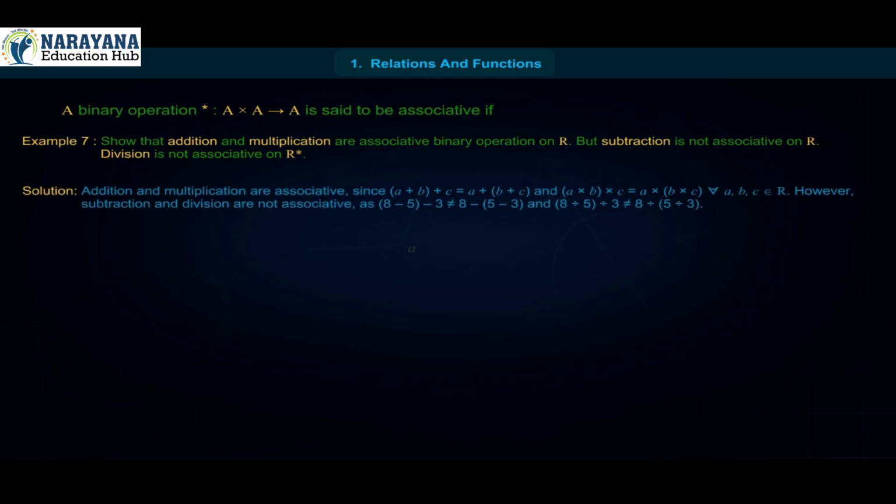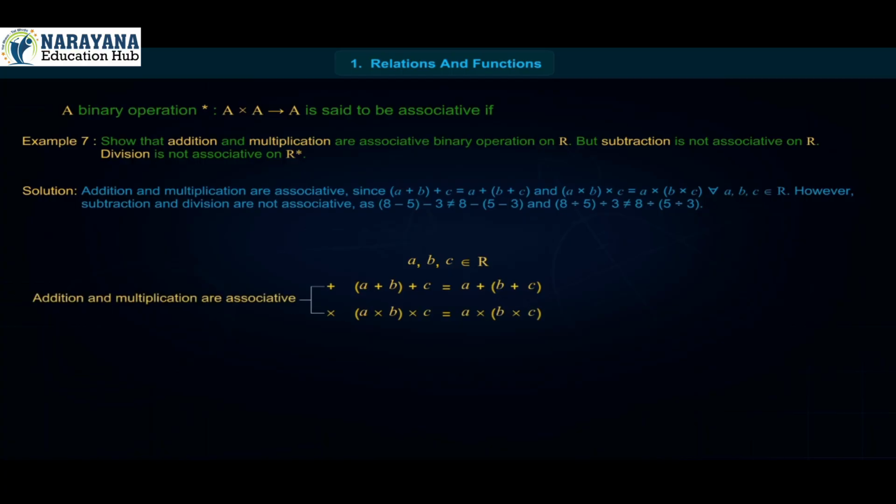Solution. Addition and multiplication are associative since (a plus b) plus c is equal to a plus (b plus c) and (a cross b) cross c is equal to a cross (b cross c) for all a, b, c belonging to R.